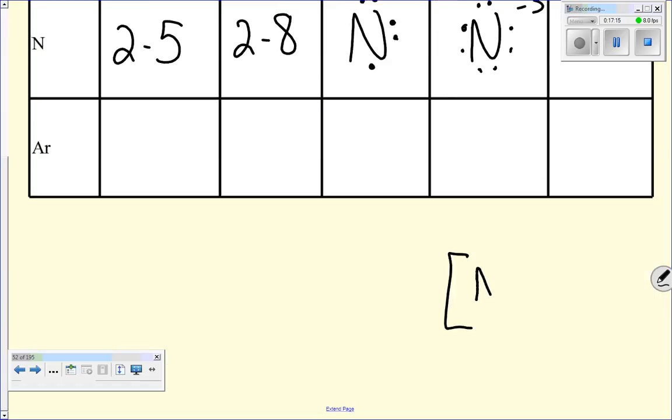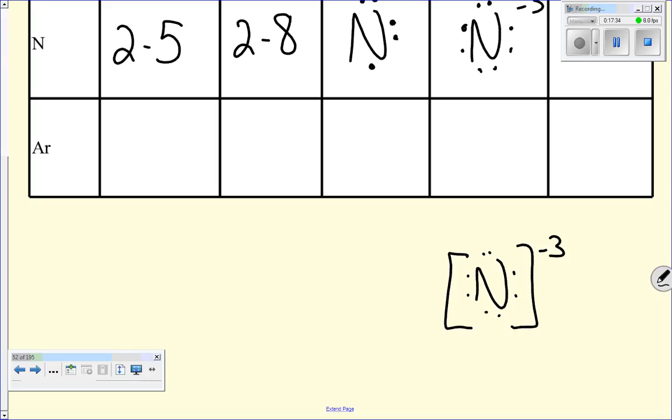Again, a lot of people, especially with all these dots, like to use the brackets. It's totally up to you. What you're going to notice, your anions get 8 dots around them, and then they get that negative charge. Your cations have no dots, and they got that positive charge.